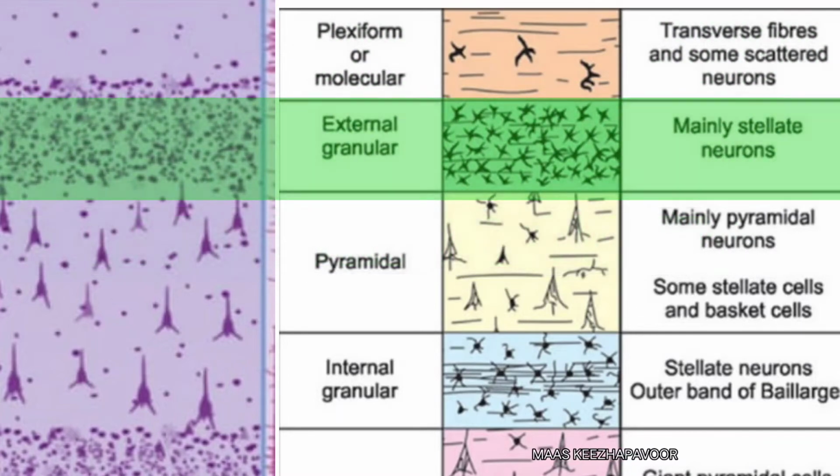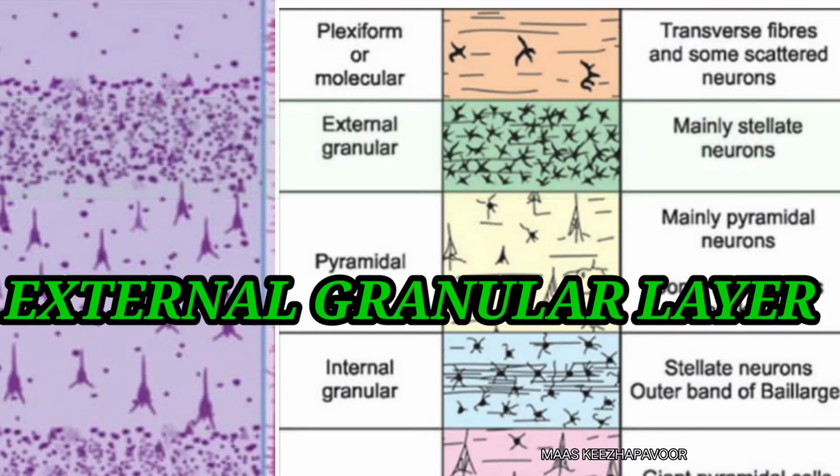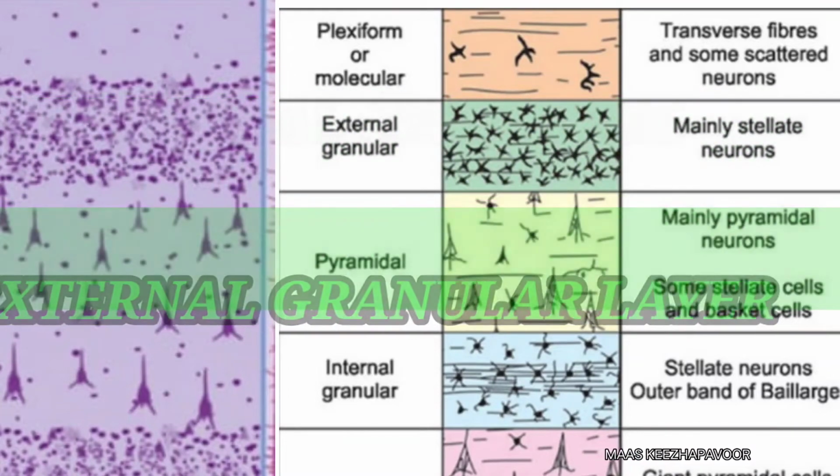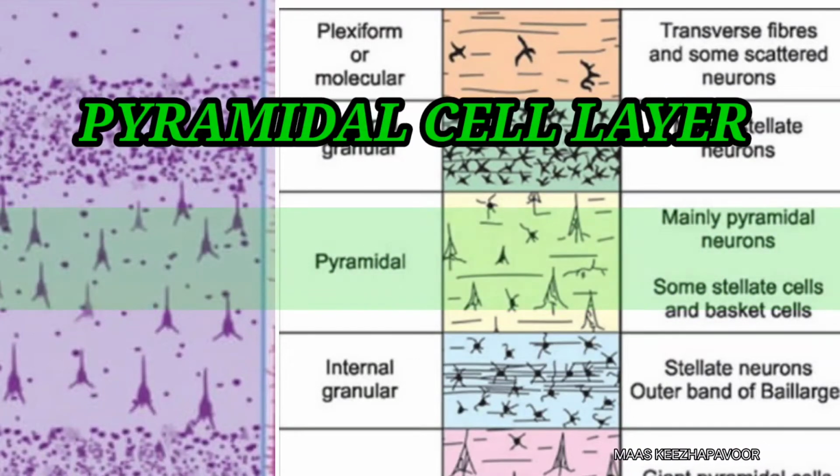The next layer is the external granular layer. This layer contains predominantly stellate cells. Also, it contains axons and dendritic connections and small pyramidal cells. The third layer is the pyramidal cell layer with predominantly moderate sized pyramidal cells. Some stellate cells and basket cells are also present in this layer.